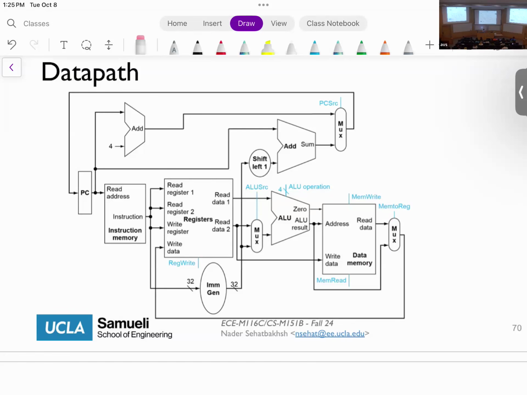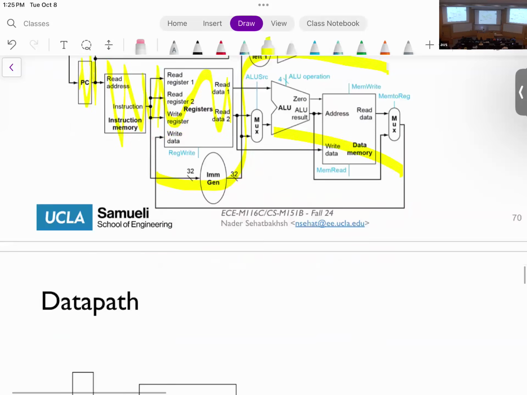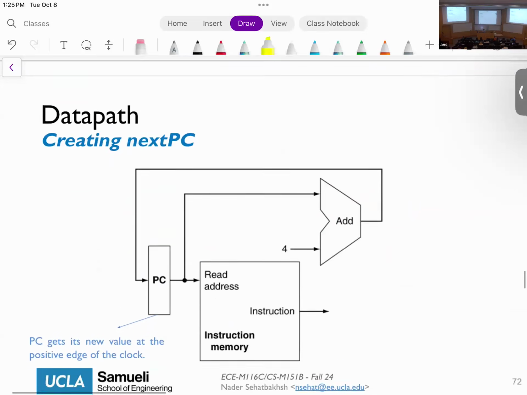We already covered part of it. So we covered this part, we covered this part, we covered this part. Let's talk about the rest of this design here, all right? So this was the data path.